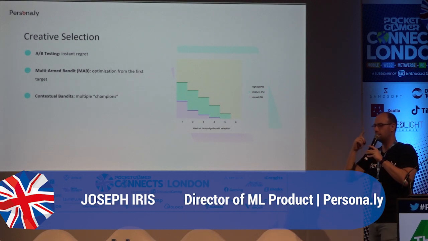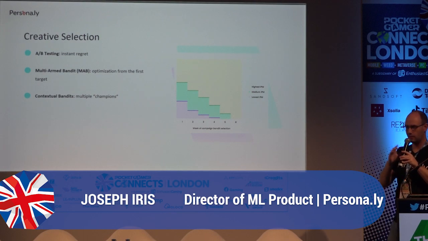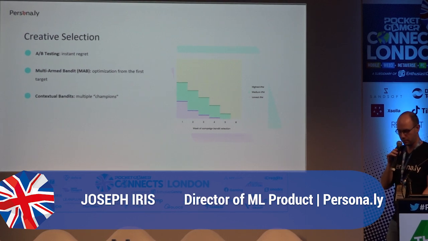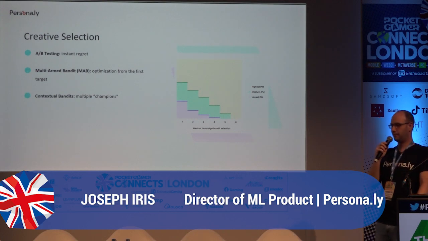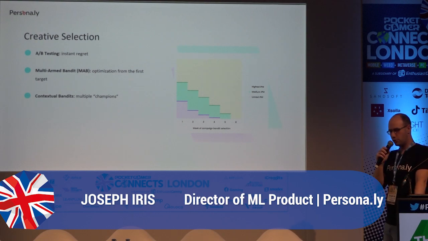And straight from the first target that you get, the first install, it starts getting more and more inventory. So this is like a real-time A/B test that feeds with each target that you get. So it's really, really useful and much faster to converge. The next one we have is contextual bandits, which is basically the same thing, only with more than one champion.